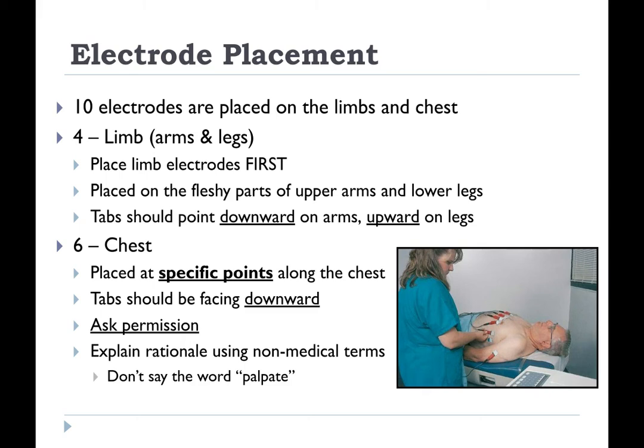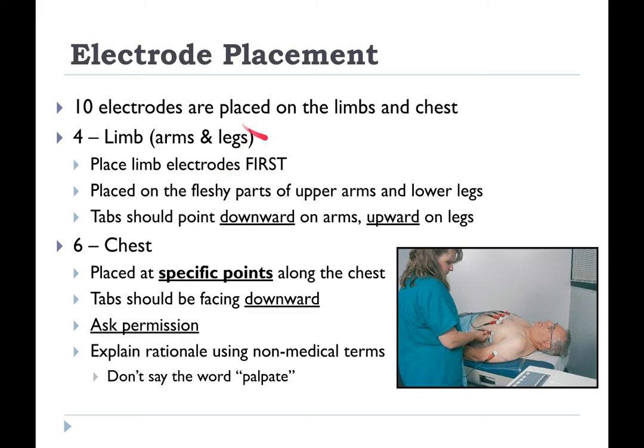And you're always going to ask permission before you touch a patient at all, especially on the chest area. And you're going to explain to them why you need to do this using non-medical terms. So you're not going to say, I need to palpate you or anything like that. You're going to ask, is it okay if I feel around on your chest so I can find the right place to put the electrodes?